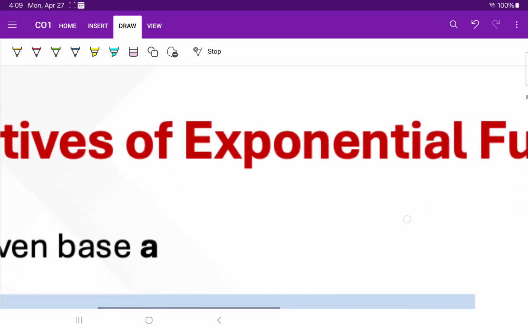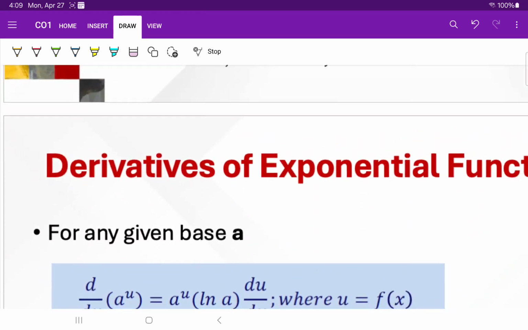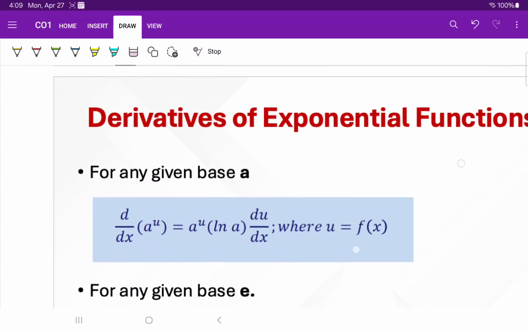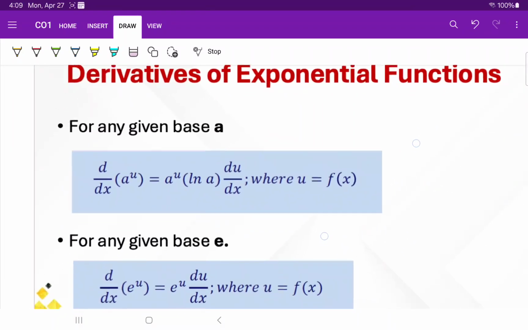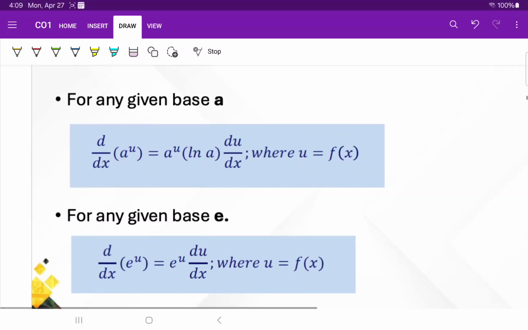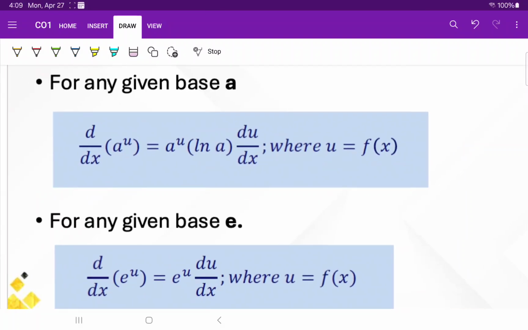Alright, so the next is on the derivatives of exponential functions. You either have the base equal to a or the base is e. If you recall, when we discussed logarithms, you could have natural logarithms and common logarithms. For natural, the base is e. But there are times when the base is not e, but any real number.